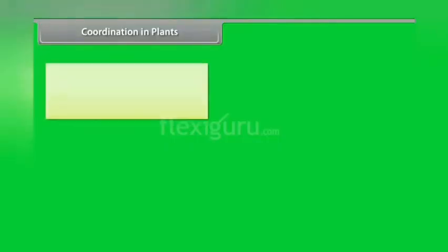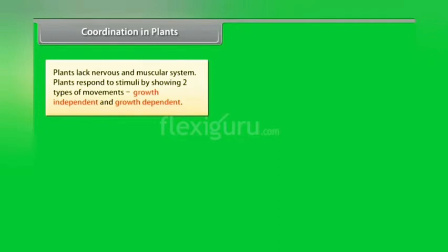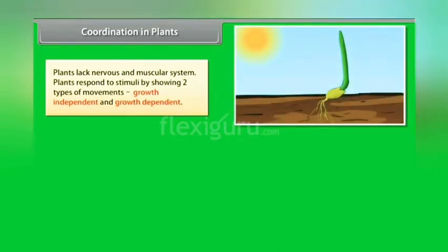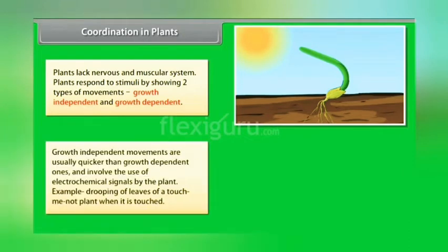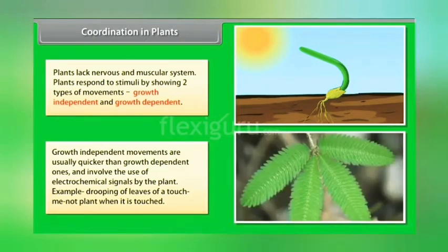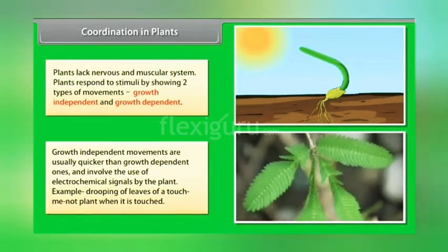Coordination in plants. Plants lack nervous and muscular system. Plants respond to stimuli by showing 2 types of movements, that is, growth independent and growth dependent. Growth independent movements are usually quicker than growth dependent ones and involve the use of electrochemical signals by the plant. Example, drooping of leaves of a touch-me-not plant when it is touched.